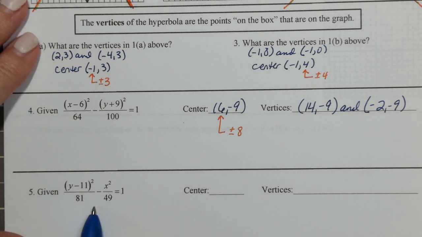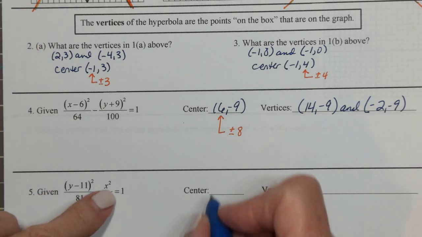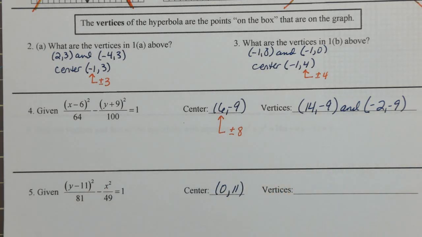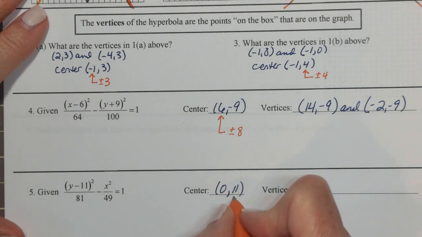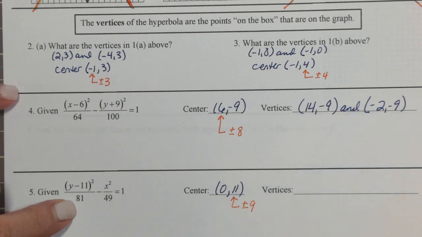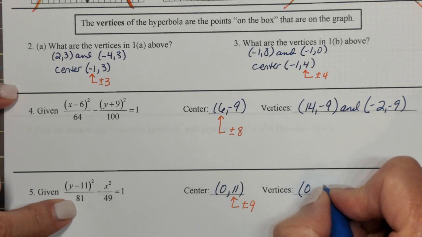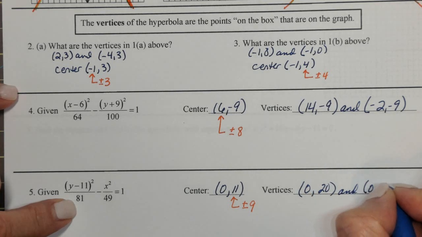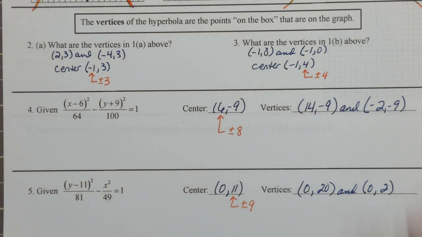What about this one? The center is the point 0, 11. Be sure that you get your x coordinate for the center there. Okay, since y is positive, I'm going to add and subtract the square root of 81 from the 11. This will give me my two vertices, 0, 20, and 0, 2. Not too bad.